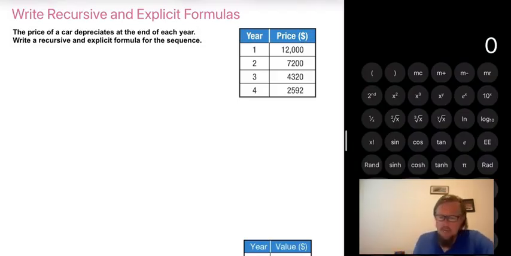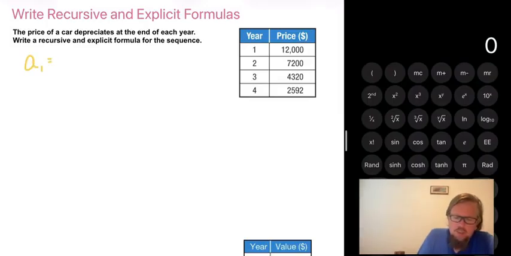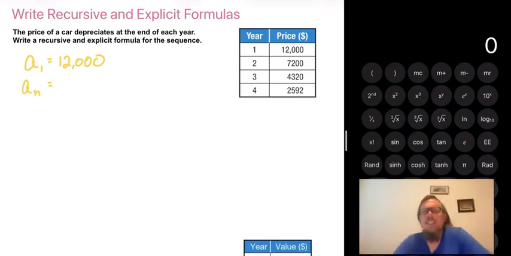So if we were going to write a recursive formula, we would know that the value in the first year, or the a sub 1, would be 12,000. To figure out a sub n, we need to know, is this going down by the same amount every time, or is it going down by a percentage? In other words, is it arithmetic or geometric?